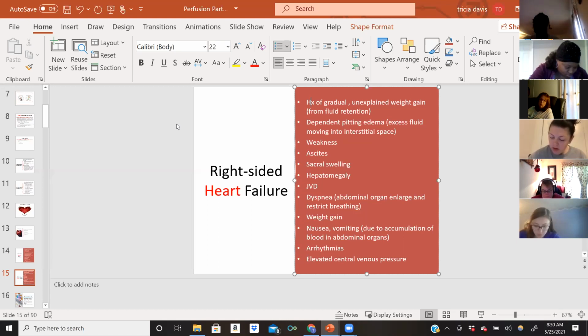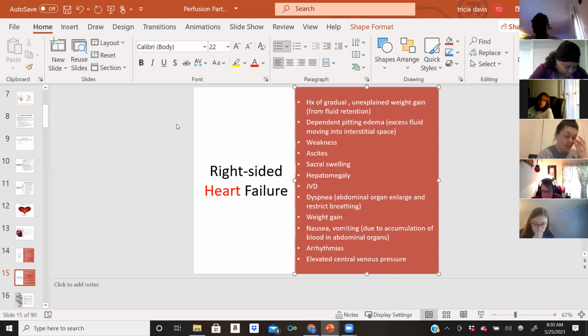Hepatomegaly, which is when our liver enlarges. These patients are going to have JVD. So when you have them turn their head to the side, you're actually going to see that jugular vein distension, or you might see it pulsating. They're also going to experience dyspnea.